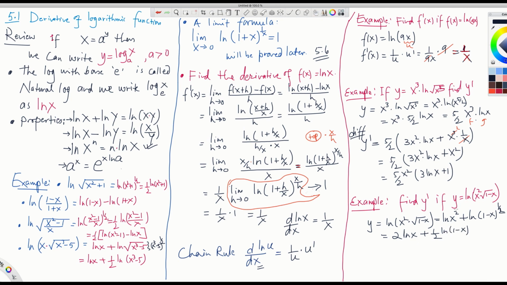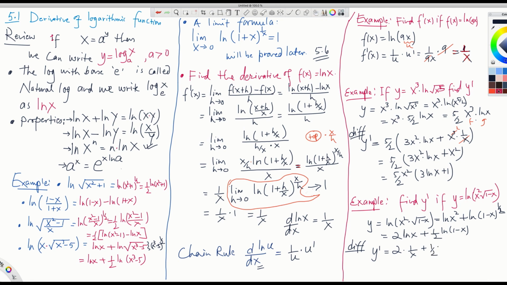Now I want to find the derivative. Let's differentiate on both sides. If you differentiate, what do you get? This can be written as y prime equals 2 times, what is the derivative of natural log of x? 1 over x, plus, since this is a number, I can pull that out and find the derivative of natural log of x only. Similarly here, 1 half is pulled out.